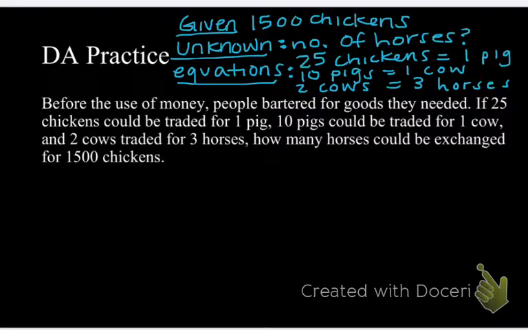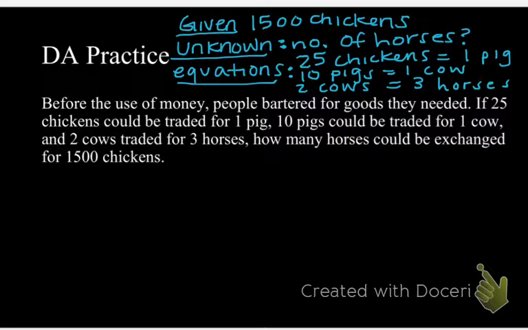In this case, we have 1,500 chickens. So that's what we're going to work with, and that's what we're going to start with. The unknown is what you're trying to get to. So what is that final unit that you want? In this case, I want to know how many horses are going to be exchanged for 1,500 chickens.